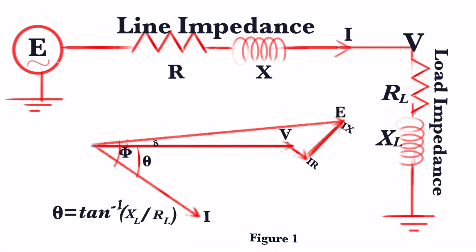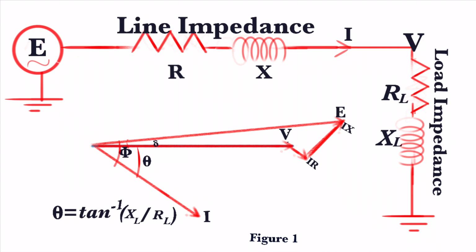With respect to E, the current I is now at an angle phi. So the power factor at the end E is cos phi, whereas the power factor at end V is cos theta. The delta is called the power angle.